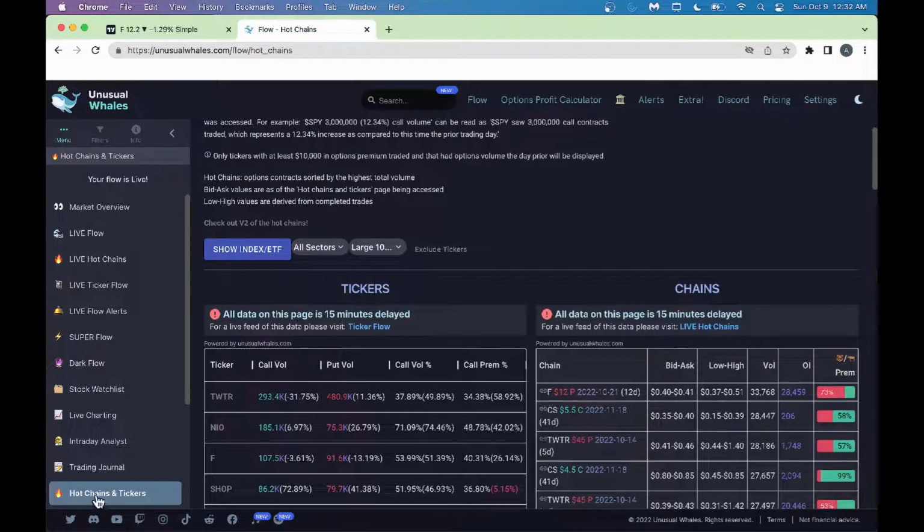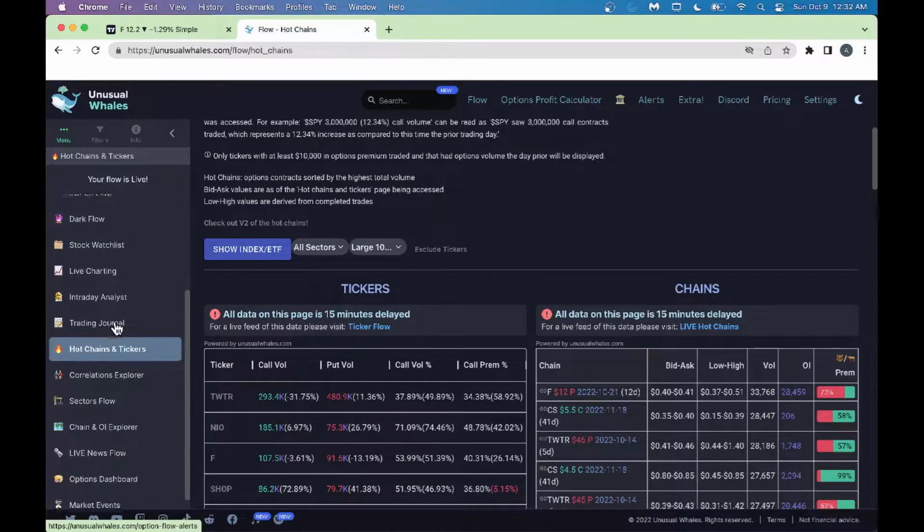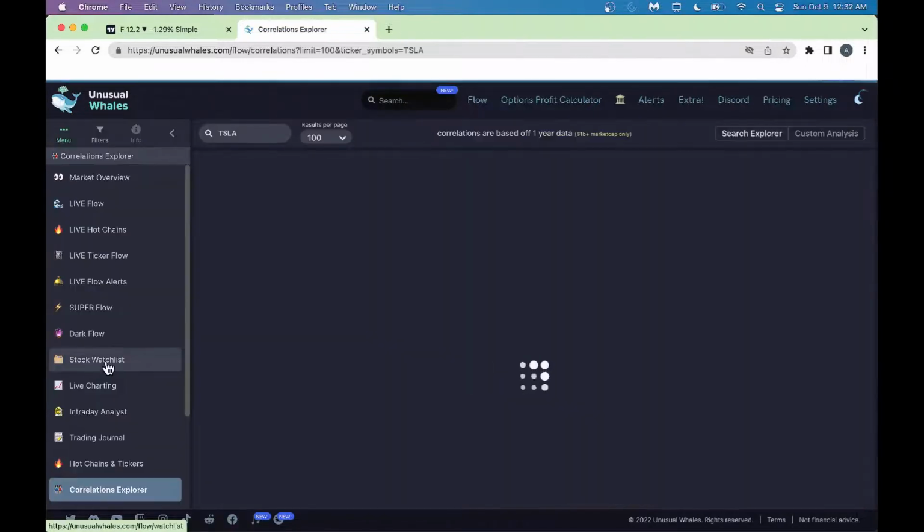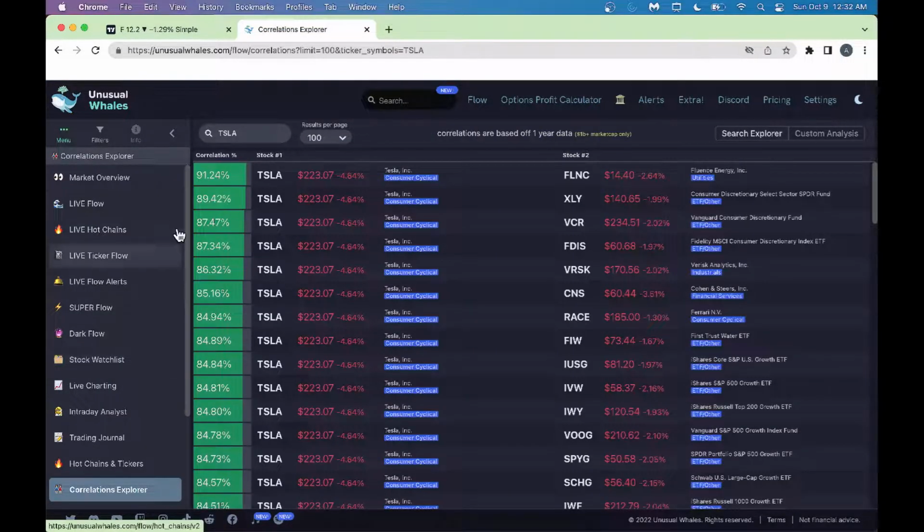This hot chain is really 15 minutes delayed, whereas the other hot chain that we saw is real time. All right, then there's a correlation explorer. If you really want to see how the correlation of Tesla is with other stocks, you can get a good idea here. As an example, Tesla and FLNC, they're correlated 91.24. It gives you an idea what's going on.